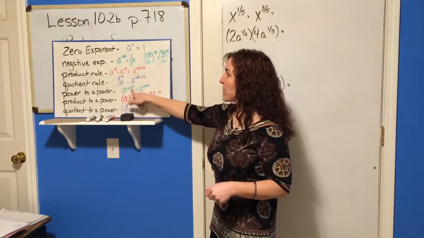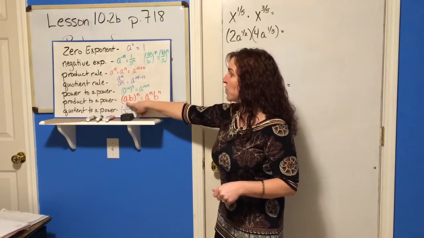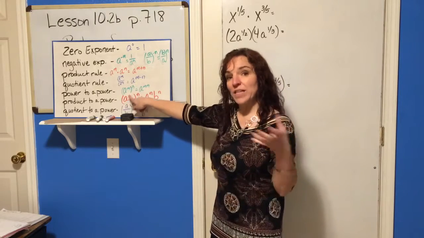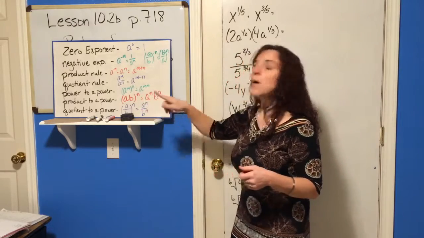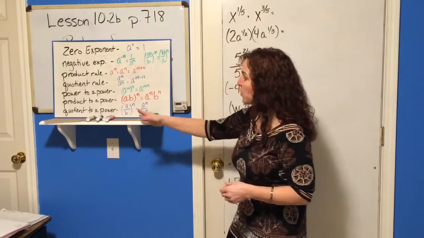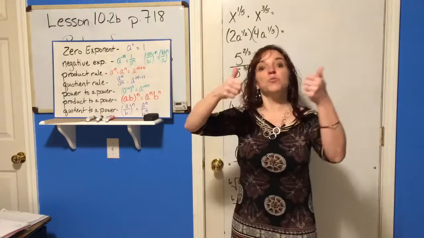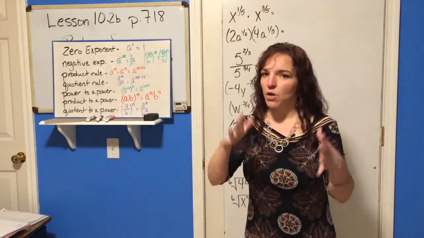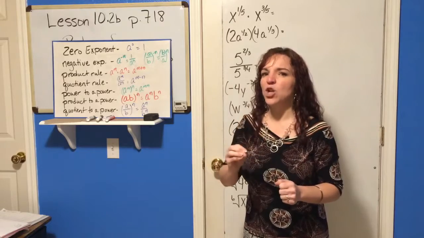Power raised to a power, you're going to multiply those exponents. Product to a power, so if you've got two numbers that you're multiplying and you're raising that to a power, you've got to remember to put the power on both parts of your product. And then quotient to a power, so if you're raising a fraction to a power, both parts of the fraction, the numerator and the denominator, get that exponent. All right, so all of that are rules that hopefully you already know.